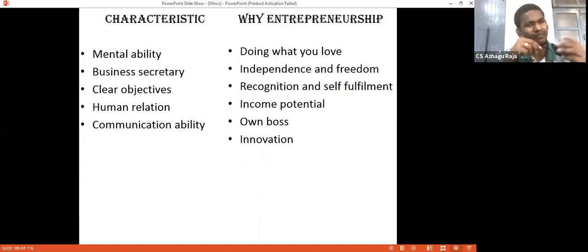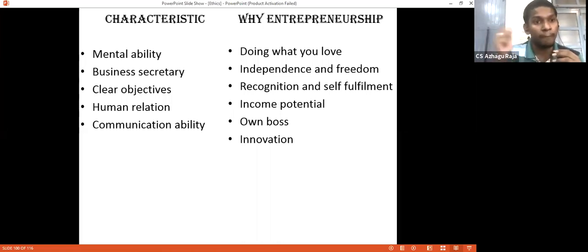Now, another characteristic required of an entrepreneur is mental ability, with respect to decision making, right or wrong, coping with changes, and withstanding hard things. And entrepreneurs should keep business secrets. They are also called business secretaries. I told you in the previous class who the secretary is. The company secretary term itself came from one who keeps the secrets, right?